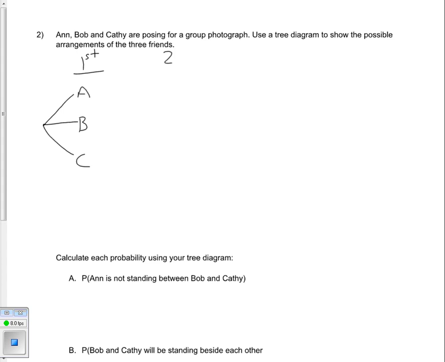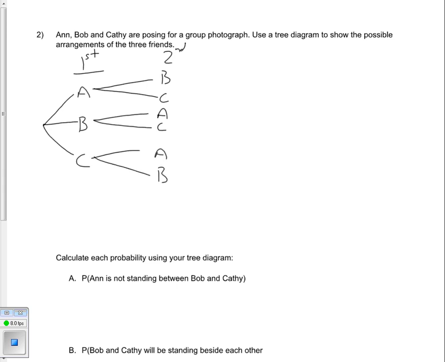If we have Anne in the first spot, then in our second spot we could have either Bob or Kathy. If in our first spot we have Bob, then in our second spot we would have either Anne or Kathy. If in our first spot we have Kathy, in our second spot we could have either Anne or Bob.